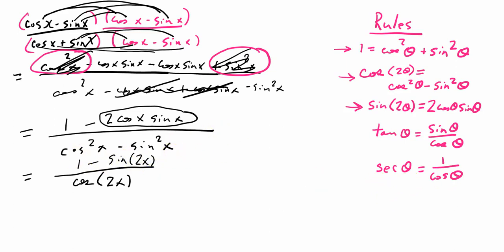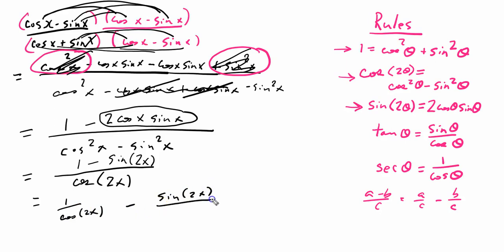What I'm going to do next is a trick where I'm going to split this up into 2 fractions. So if you have a minus b over c, you can split that up into 2 fractions. We're used to going from this side to that side, right to left, but I can split that up into 2 fractions, so that's what I'm going to do. So this is the same as 1 over cosine of 2x minus sine of 2x over cosine of 2x.